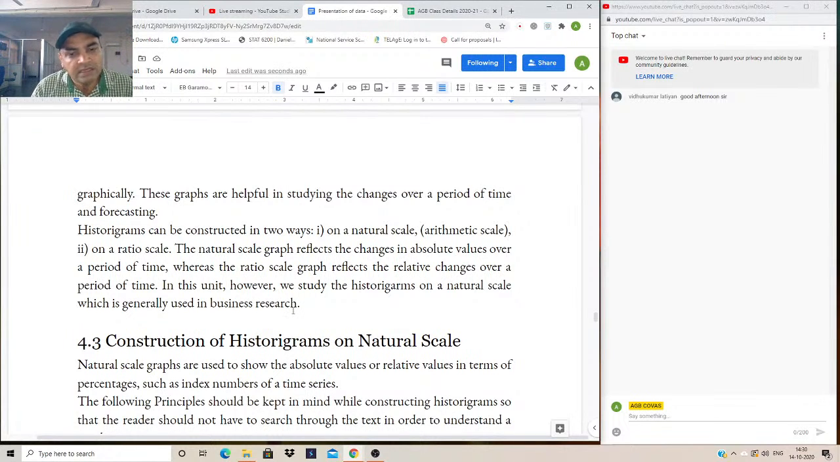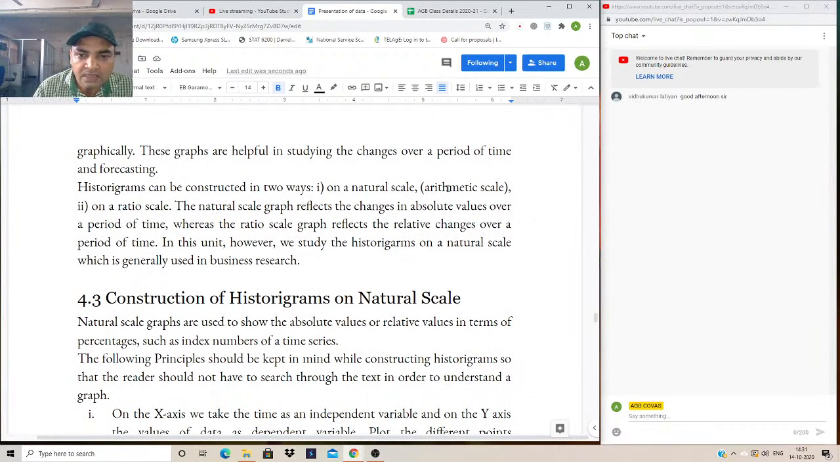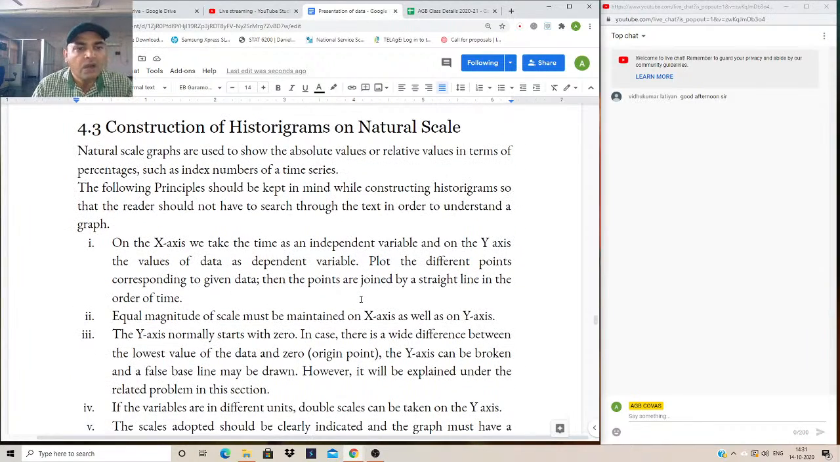So histograms can be constructed in two ways. One is on the natural scale, that is, the arithmetic scale, and the other is on the ratio scale. The natural scale graph reflects a change in the absolute value over a period of time, whereas the ratio scale graph reflects the relative changes over a period of time. However, here we will be discussing histograms on the natural scale. Now, construction of a histogram on the natural scale.